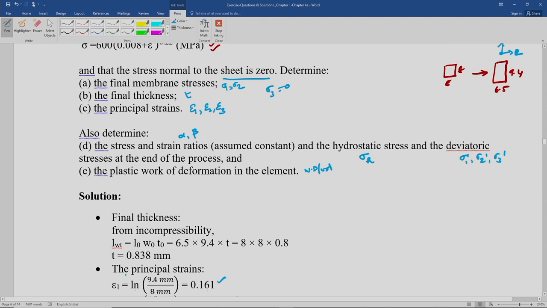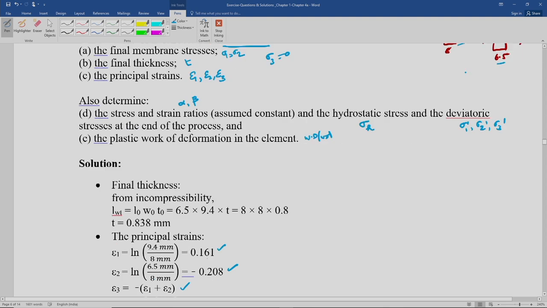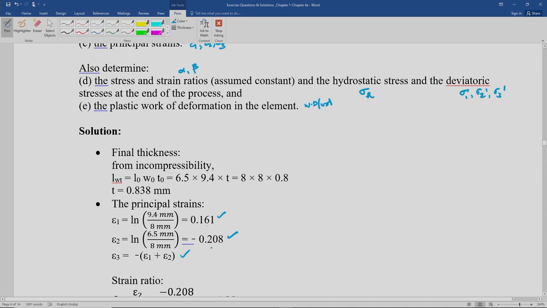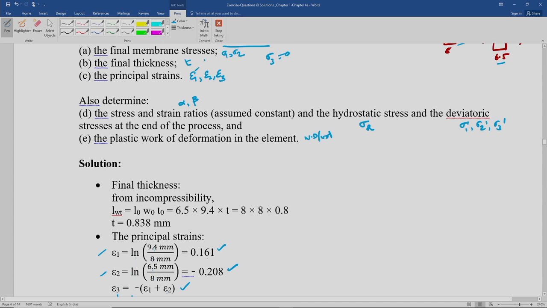Epsilon 2 is this fellow, okay, ln of new dimension, that is 6.5 divided by 8, which is nothing but a negative quantity, minus 0.208 or 0.21 you can keep. Okay, two strains are found out, epsilon 1 and epsilon 2. Epsilon 1 is with respect to your 9.4 and epsilon 2 is with respect to 6.5, you have to be a little bit careful. Okay. Then epsilon 3 can be found out from minus of epsilon 1 plus epsilon 2, and from this you can get the new thickness.